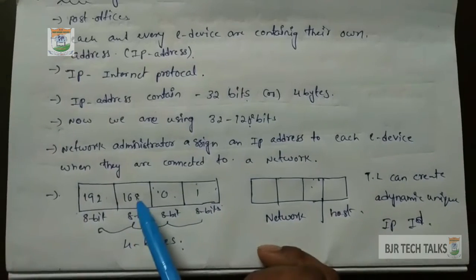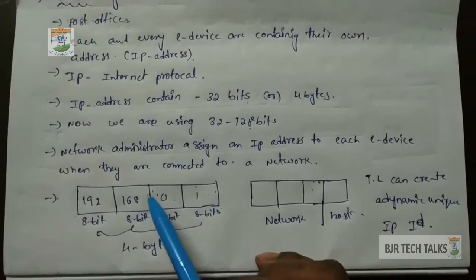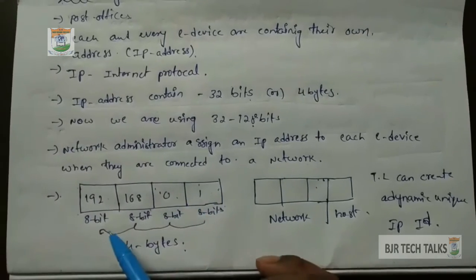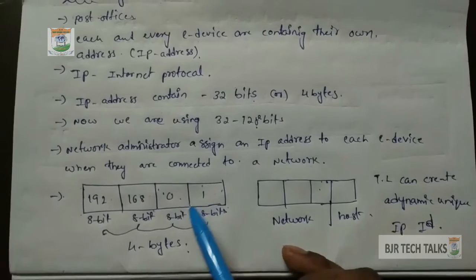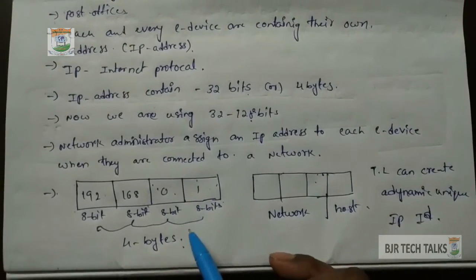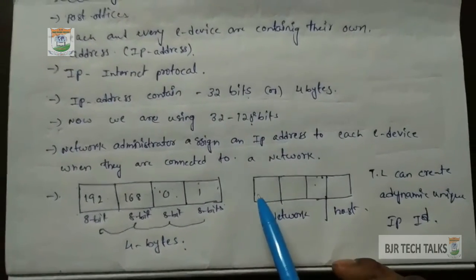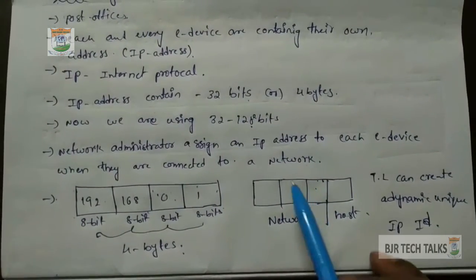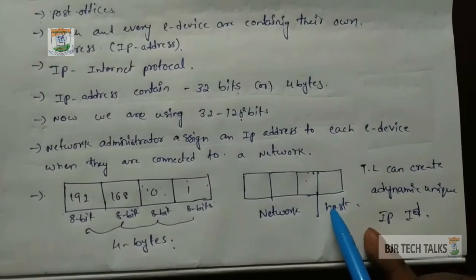See, there are 4 parts in an IP address, like 192.168.0.1. Each one contains 8 bits, 8 bits, 8 bits, so there are 32 bits or 4 bytes. The address contains 4 parts. Okay, these 3 parts are the network. The other is the host.